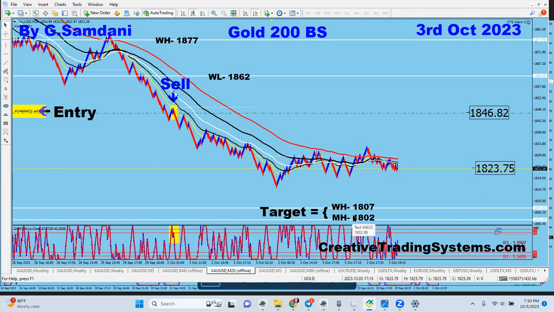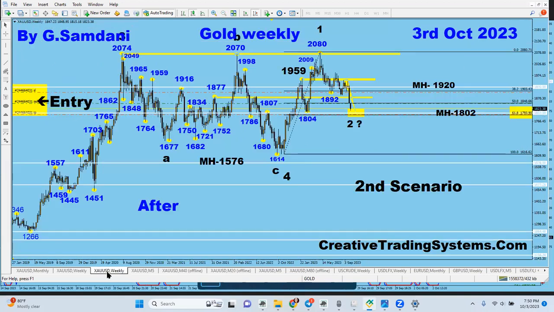After 1802, that's where I think this wave two is going to be finished. 1802 is also 61% of this whole rise, so there is a very good chance of bouncing again to the upside. So be careful, be ready, and let's see what happens. That's what my gold analysis and the trades are, and we take it from there. So first down to 1802, then to the upside.